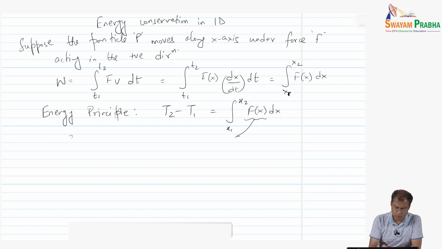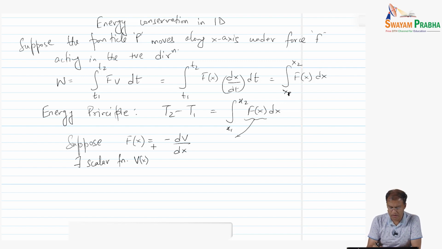Now suppose my force F is such that this is equal to minus the gradient of some scalar function, right? So suppose there exists a scalar function V whose gradient is this force, right? Or in 1D this is just the derivative with respect to x. So now if we plug this information in this integral, we are going to get that T2 minus T1 is equal to integral from x1 to x2 minus dv dx times dx, which is equal to v of x1 minus v of x2.